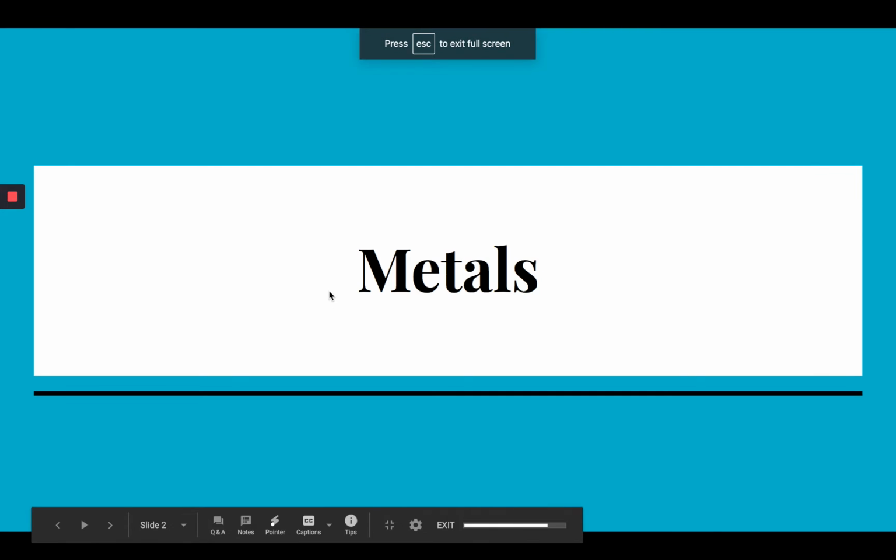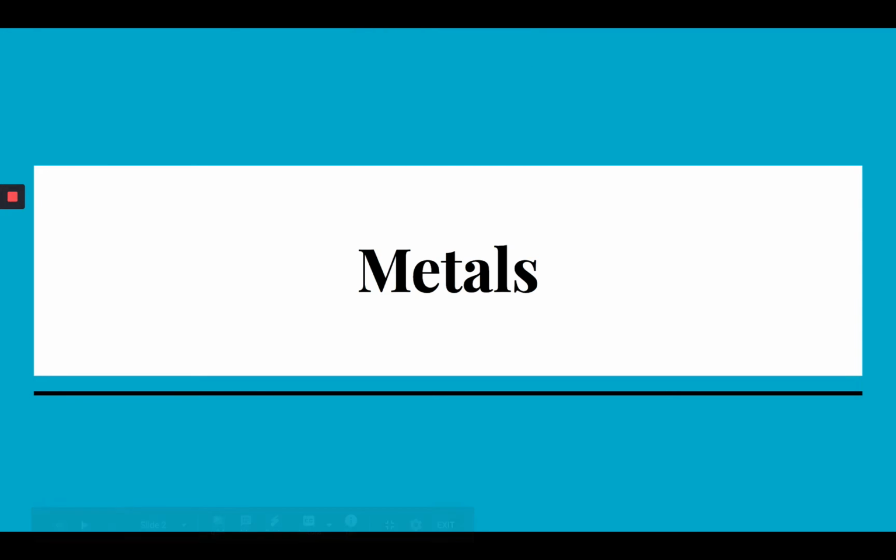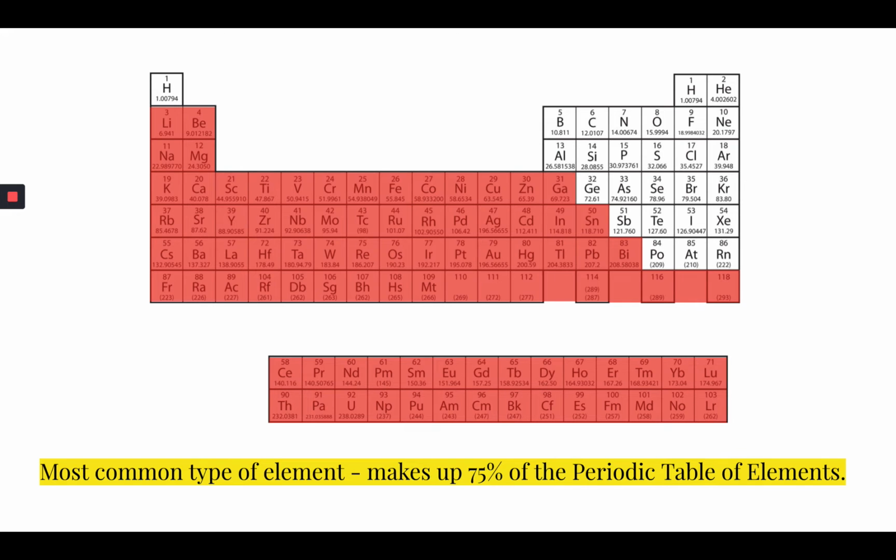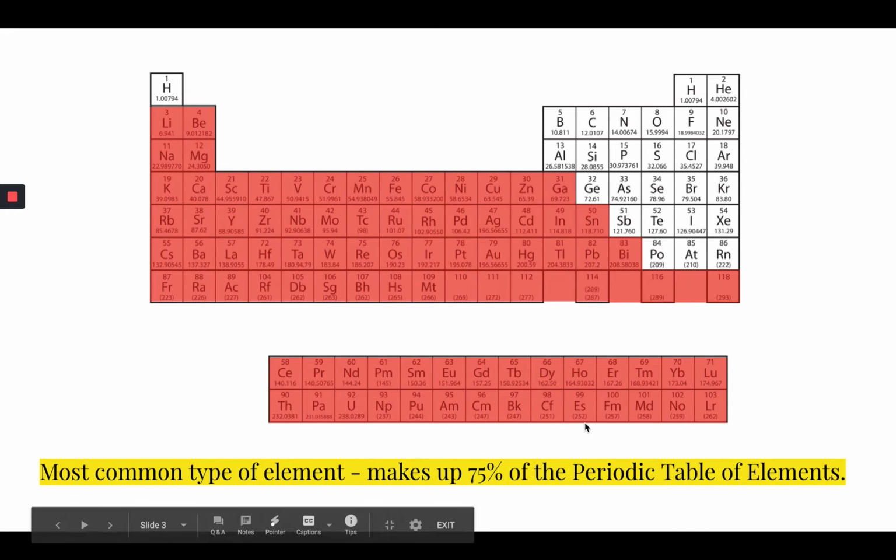Okay, today we're talking about metals, nonmetals, and metalloids. So we're going to start by going over the properties of metals. Metals are the most common type of element, and they make up about 75% of the periodic table of elements. So everything that is in red here are the elements that are considered metals.